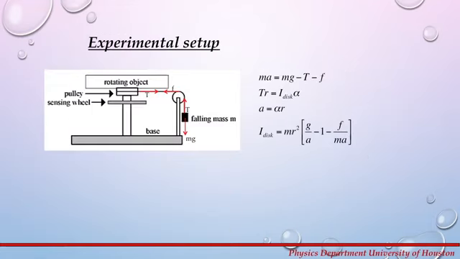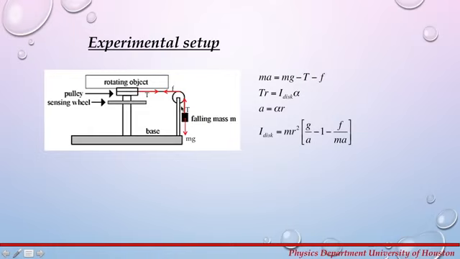Let's now talk about the experimental setup used for this experiment. On your table, you're going to have a setup like this. On your rotational base, here is the pulley, and here is the sensing wheel. You will have a photogate here that will record the velocities for this pulley. Then across this pulley, you have a falling mass m down here, and then the rotating object will be mounted on the top of this base.